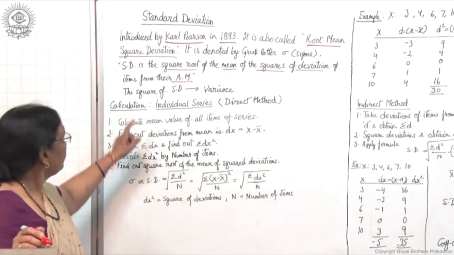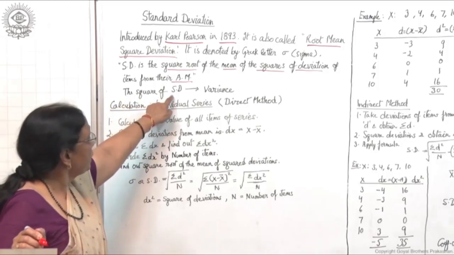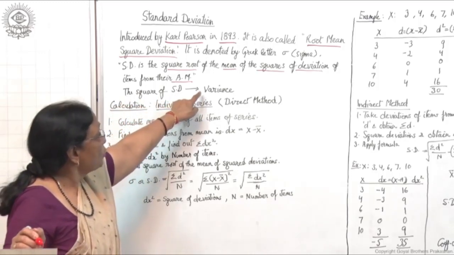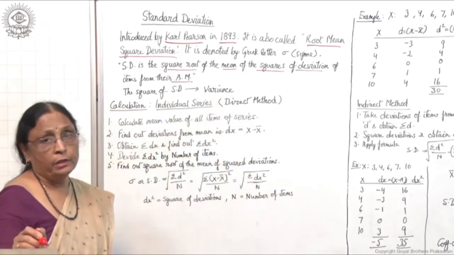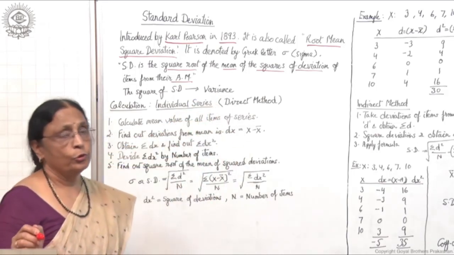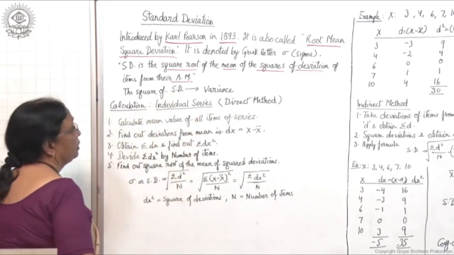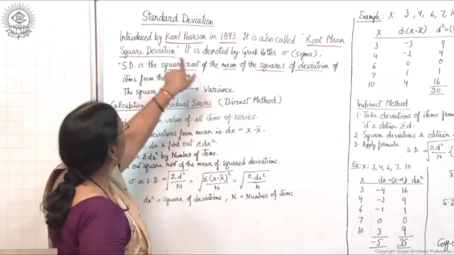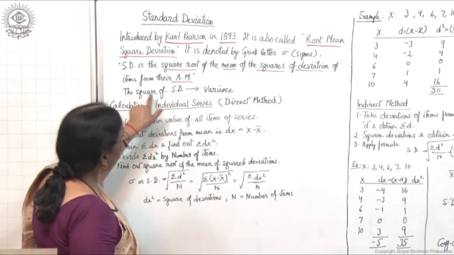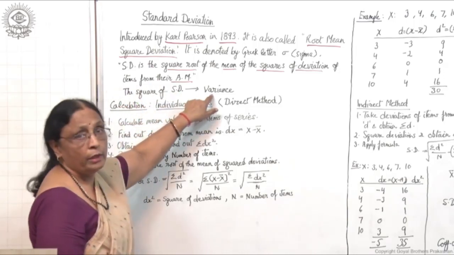The square of standard deviation is sometimes also called variance. Sometimes it is also known as variance, the square of standard deviation. Standard deviation is known as root mean square deviation and the square of standard deviation is known as variance.